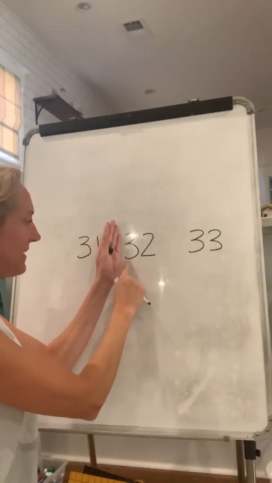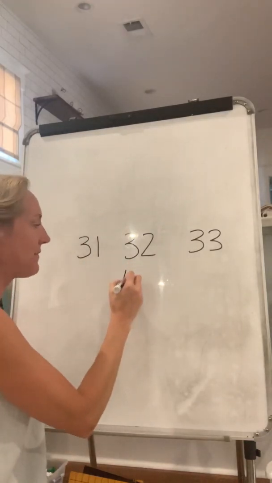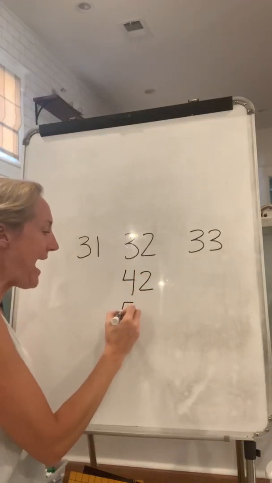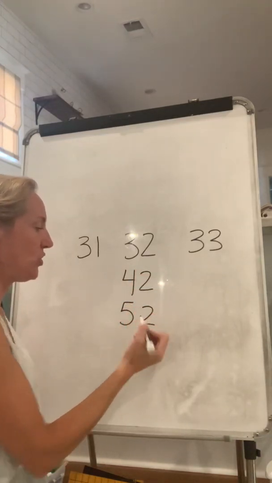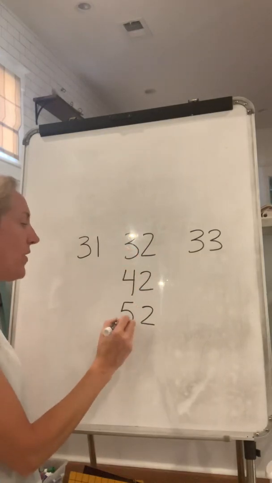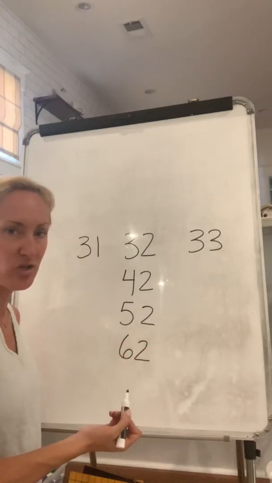Okay. What if I want to add 10? So now I'm looking at the tens. I have 3 tens, I want to add 1 more. Now it's going to be 4 tens and 2 ones. 5 tens and 2 ones. 32, 42, 52, 62. Great job.